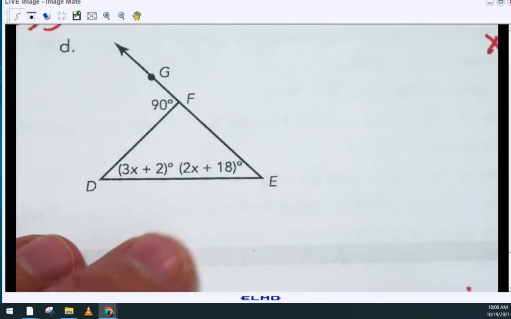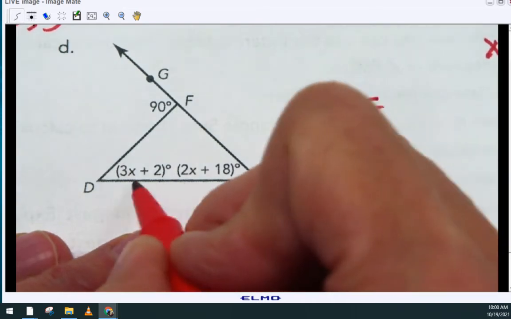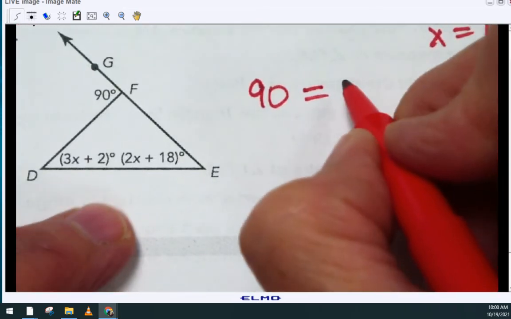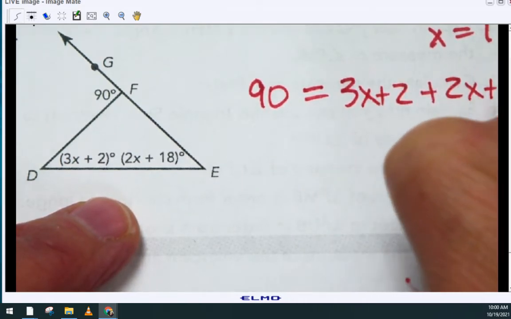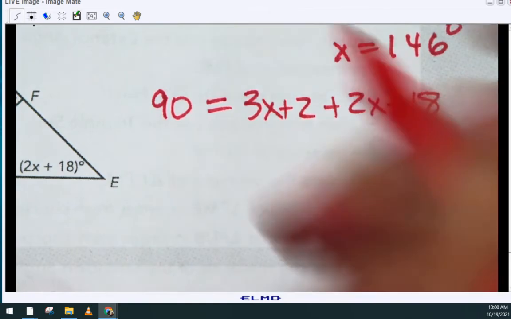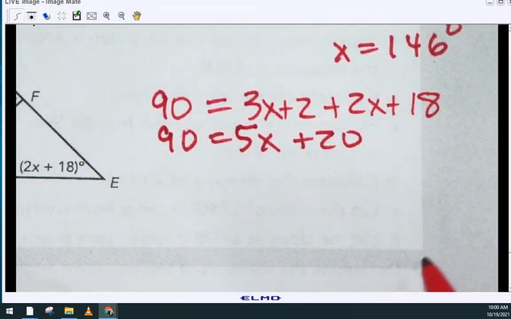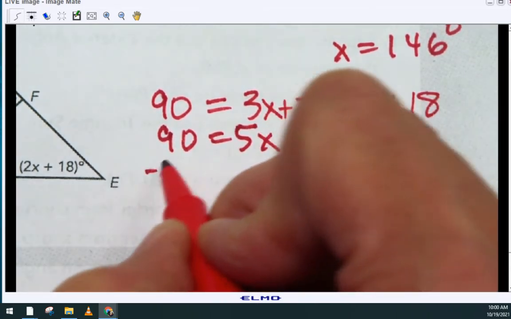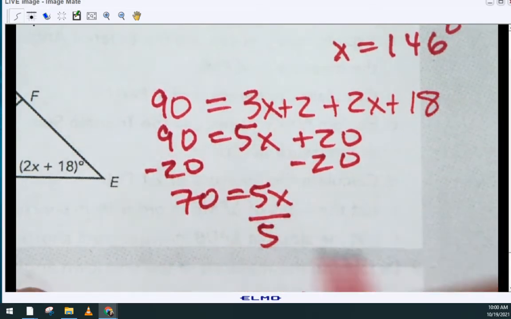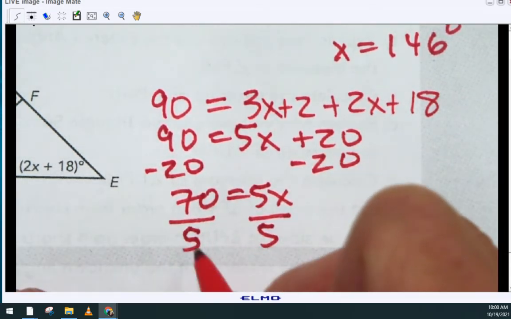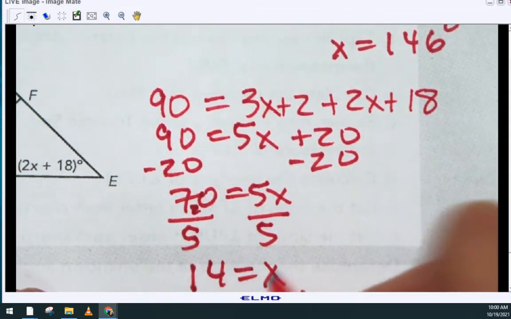Now on this next one, 90 is my exterior angle. So I just take 90. Set it equal to my remote interior angles added together. And I get 3x plus 2 plus 2x plus 18. I combine like terms and I get 5x plus 20. I subtract 20 from both sides of the equal sign. I get 70 equals 5x. Divide by 5 on both sides. 5 goes into 7 one time with 2 left over. 14 is equal to x.